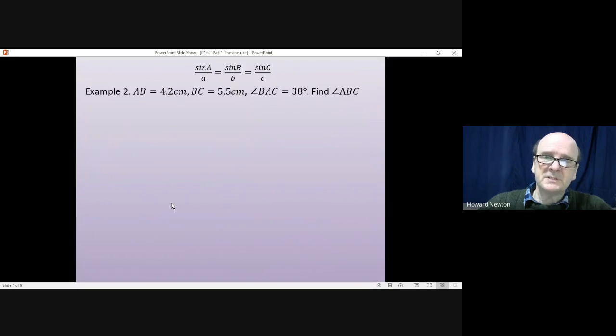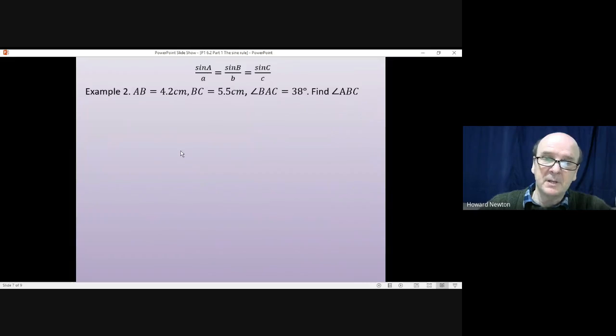Okay, example 2 is a little bit more tricky, but not much. On this example, we're asked to find the size of angle ABC, which would be angle B in the triangle. And you'll notice I've written the form of the sine rule where the angles are on the top, because we've been asked to find an angle. So as before, do a sketch first, and then carry on with it. Pause the video, have a go at doing it, and come back to me again when you're ready.